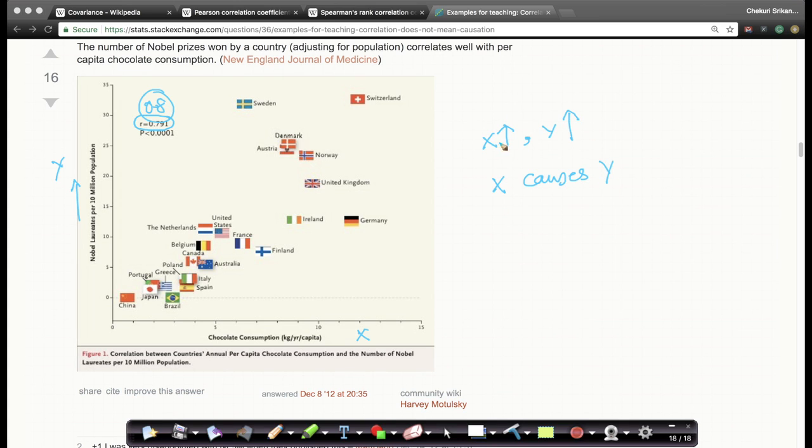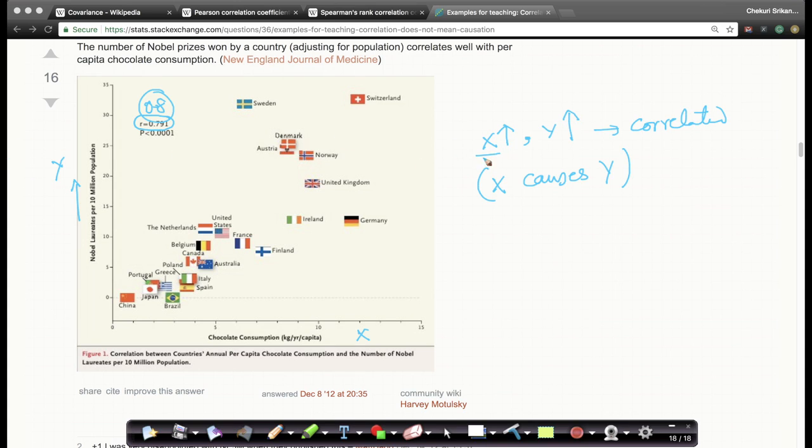So here, as X increases, Y increases, and hence they're correlated, right? But is this conclusion right? Let me read it in English, right? As the per capita or per person consumption of chocolate in a country increases, the number of Nobel Prize winners also increases. Or in other words, as chocolate consumption increases, your country can produce more Nobel Prize winners. That's absurd. That's incorrect, right?